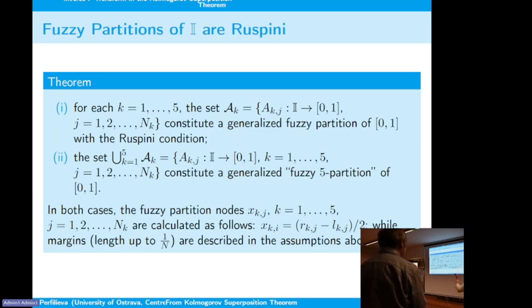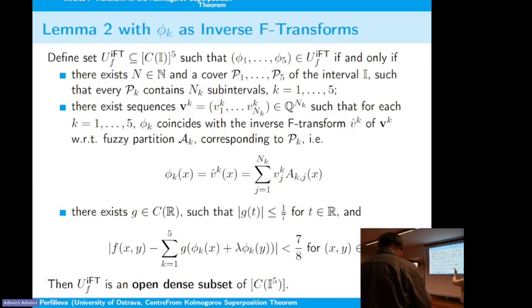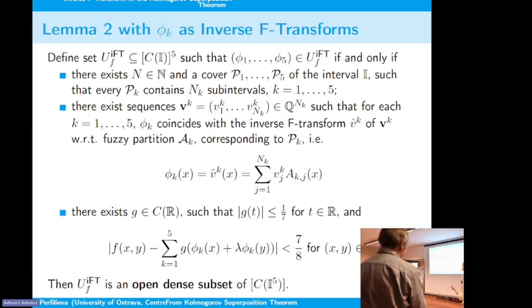So now we have a partition. And of course, now we can use the idea of connecting a sequence of reals with the inverse F transforms. If we apply this idea, then this is how the functions phi k can be constructed. This is the idea which implicitly was used by Kolmogorov in his proof.